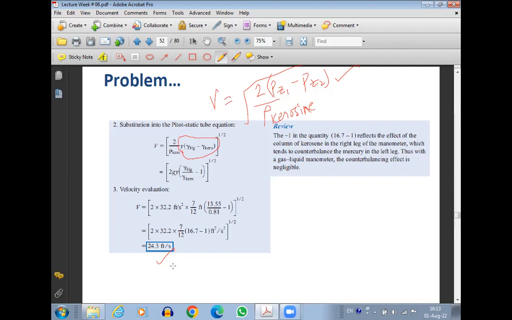Is it clear? Is there anything within the solution of this problem which is not clear? Please feel free to ask.